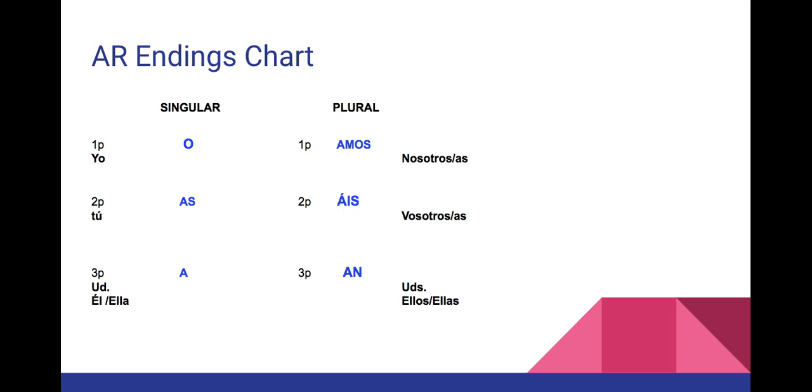So these six little mini words are what you're going to add to the end of the stem or root of your verb. And let's look at an example. The endings are pronounced o, as, a, amos, áis, and an. And don't forget there is an accent on the A of áis.